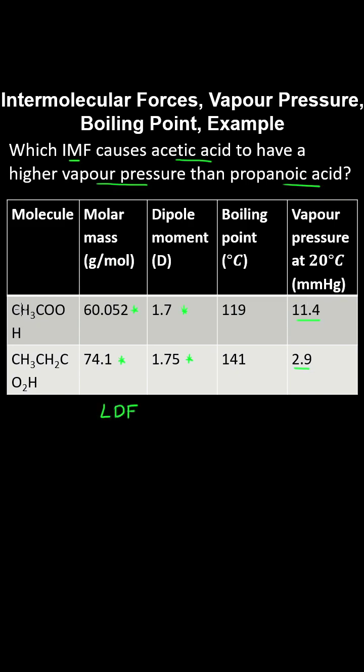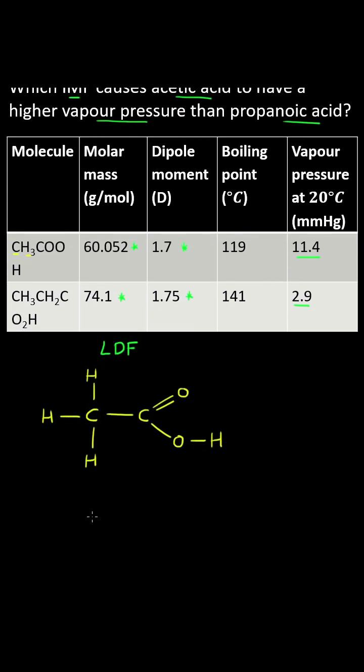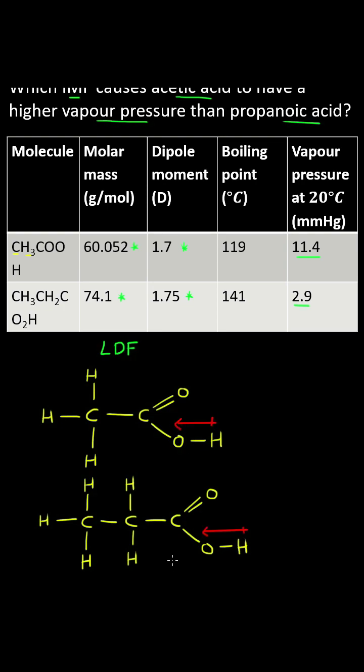And for clarity, we can draw these molecules. For acetic acid, following CH3, the carbons are bonded to each other, and then we have an oxygen with another oxygen bonded to a hydrogen. And for propanoic acid, again we draw the carbons bonded to each other, and then we have H3 around one carbon, and H2 around another, and then we have 2 oxygens and a hydrogen. So here we can see both acids can form hydrogen bonds with their molecules, and the propanoic acid molecule is larger. So the London dispersion forces are going to make it more polarizable.